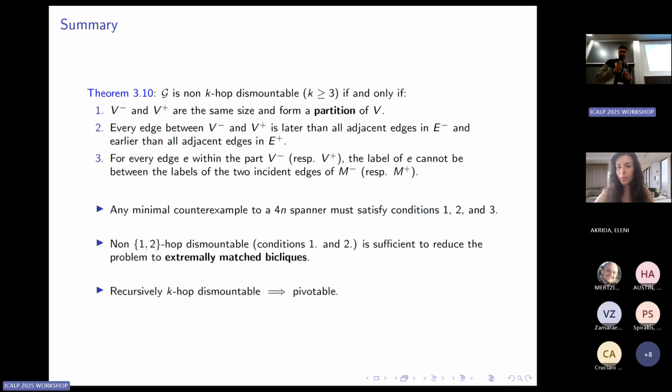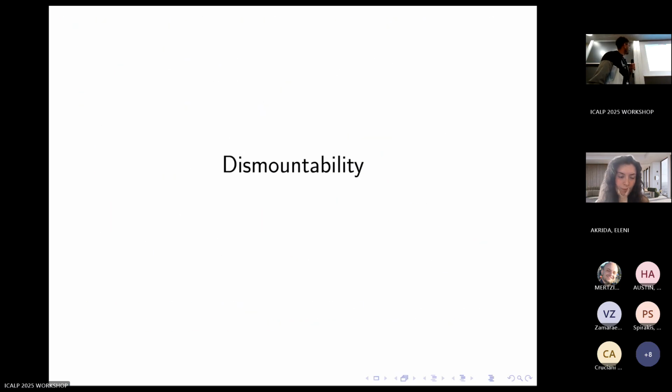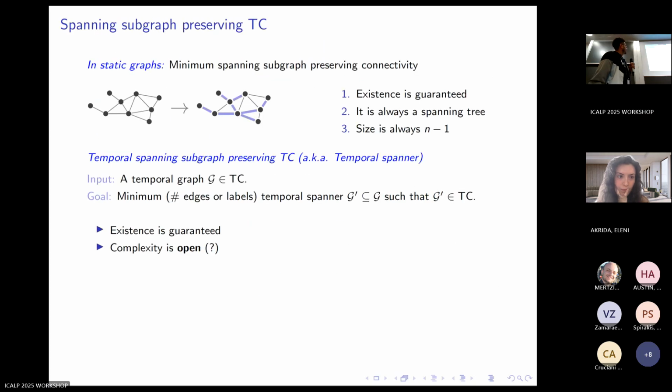Can I ask what was the question you teased? You teased the question at some point that might have been solved. What was it? It was about the complexity of this problem, but not on temporal cliques. In general, on temporal graphs, whether it's NP-complete to find the minimum temporal spanner. Okay.